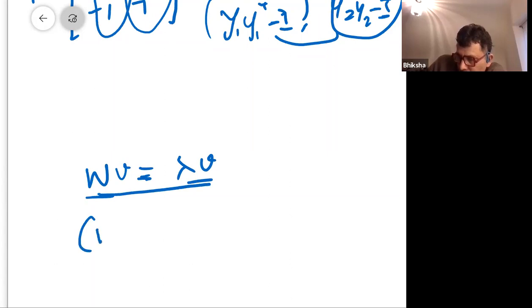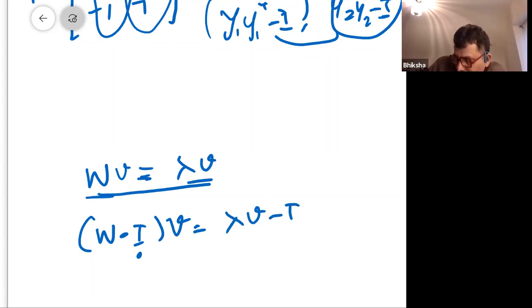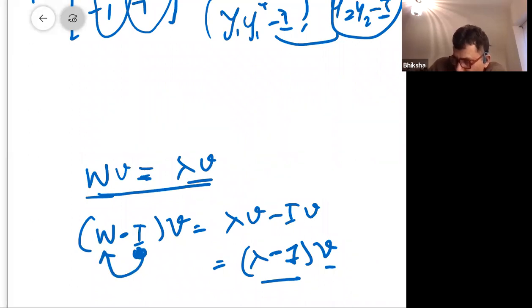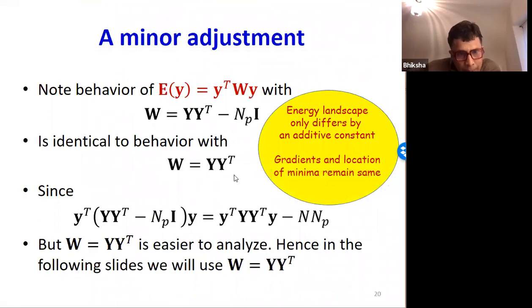And observe that if I take W minus I, where I is an identity matrix, times V, it equals lambda V minus IV, correct? Which is the same as saying lambda minus 1 times V. So when I subtract an identity matrix from W, it doesn't change the eigenvectors. It only changes the eigenvalues. And so based on that, we can analyze this model, right? The behavior of YY transpose minus NP times I is identical to the behavior of YY transpose.